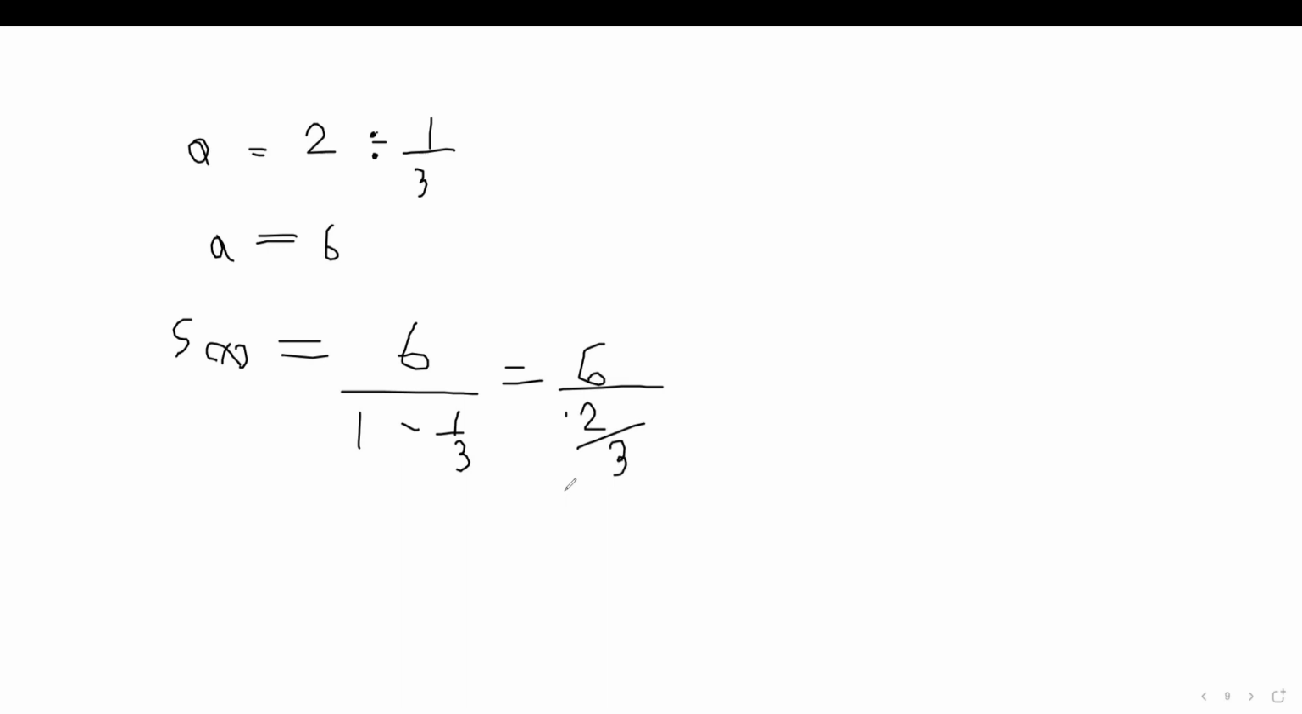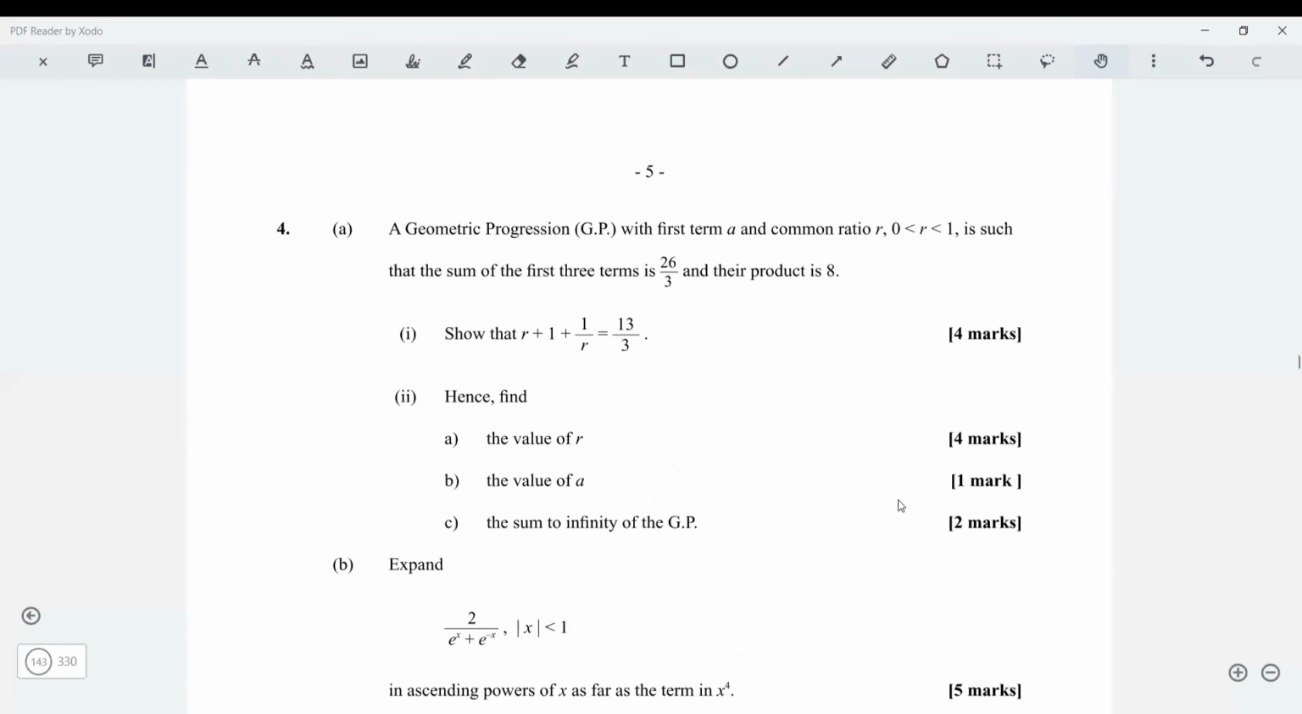So we can multiply. I'm going to flip it. 6 divided by 2 over 3 is multiplied by 3 over 2. So 3 times 6 is 18. 18 over 2, that's 9. We get 9? Yes, sir. That's the sum to infinity, 9. All right, so this was never bad at all. That's just 9.